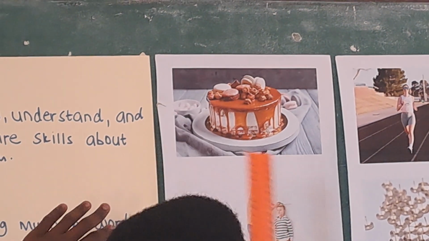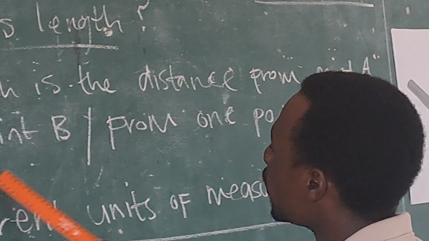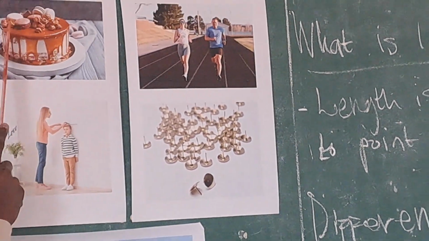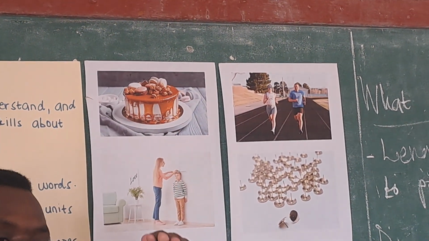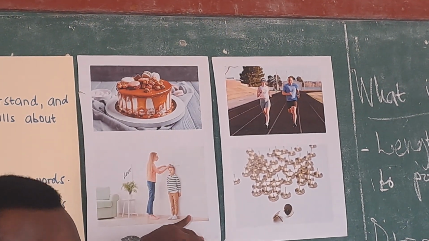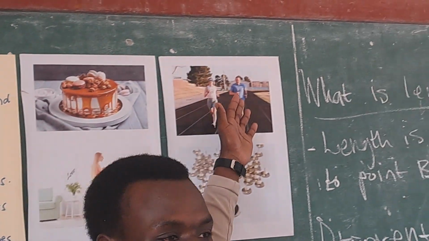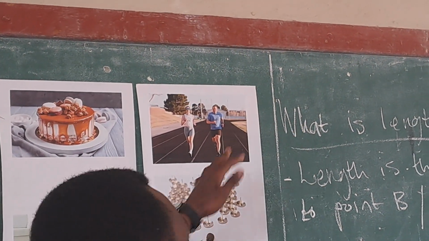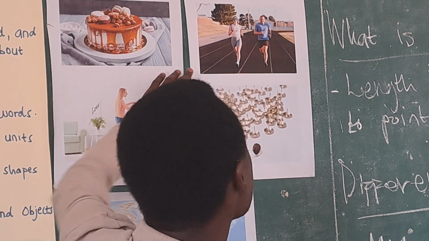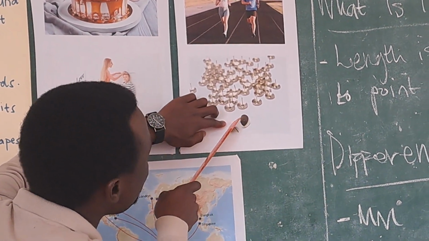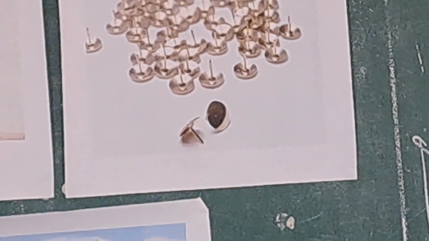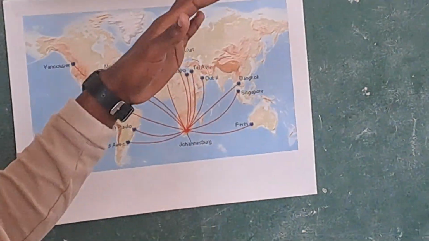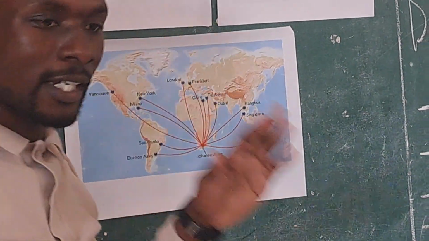So, length is stated that length is the distance from point A to point B. It can be the distance from this side of the cake up to this side of the cake. It can be a distance from your head up to your toes. It can be a distance that the Comrades Marathon runners run. It can be the distance from the cap of the pen up to its sharpened point. Then it can be the distance from Johannesburg up to Cairo, up to Bangkok, Singapore, everywhere.